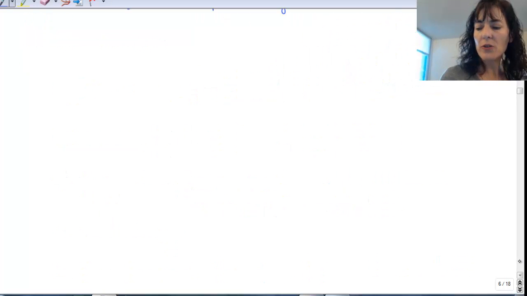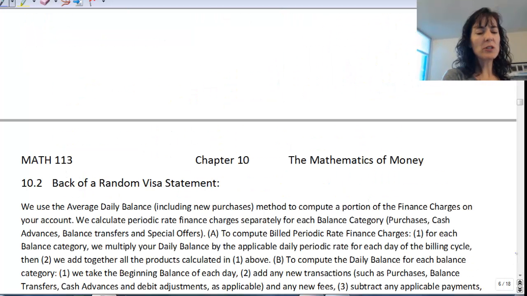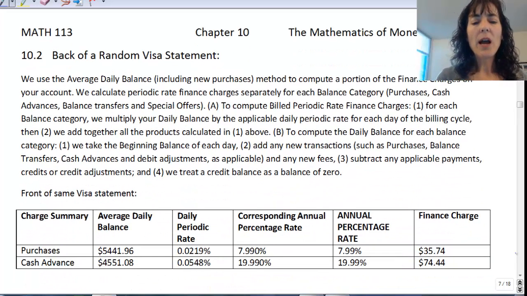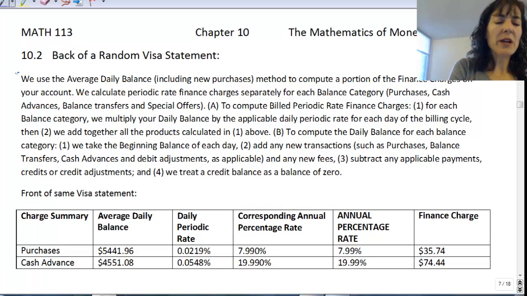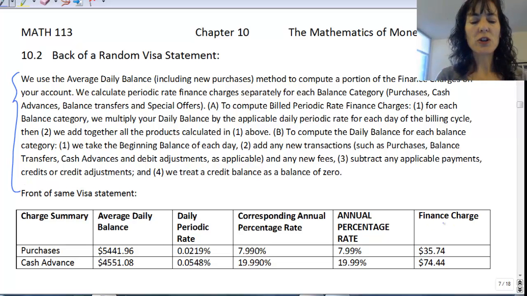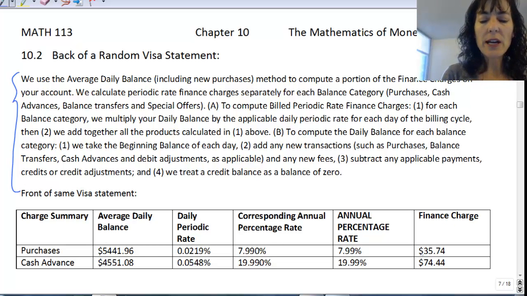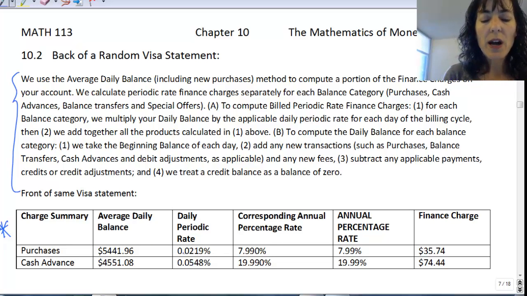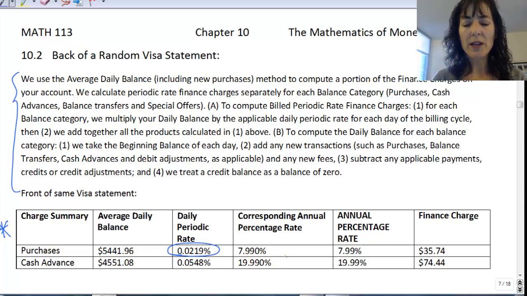What I want you to do now is take a look at the back of a random Visa statement and read how they're explaining right here how they're calculating your finance charge or your interest charge, and they're calling it a finance charge for this credit card. And then look down here, and what I want you to try to do is see if you can figure out how they are coming up with this daily periodic rate and how they are coming up with this finance charge.